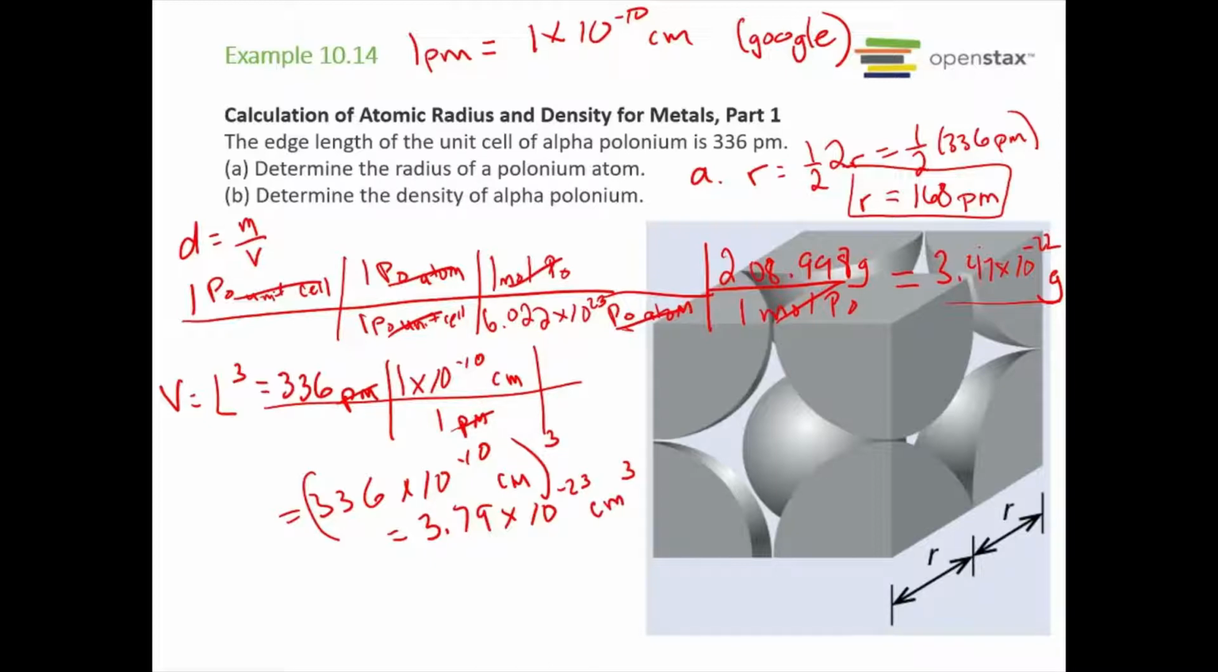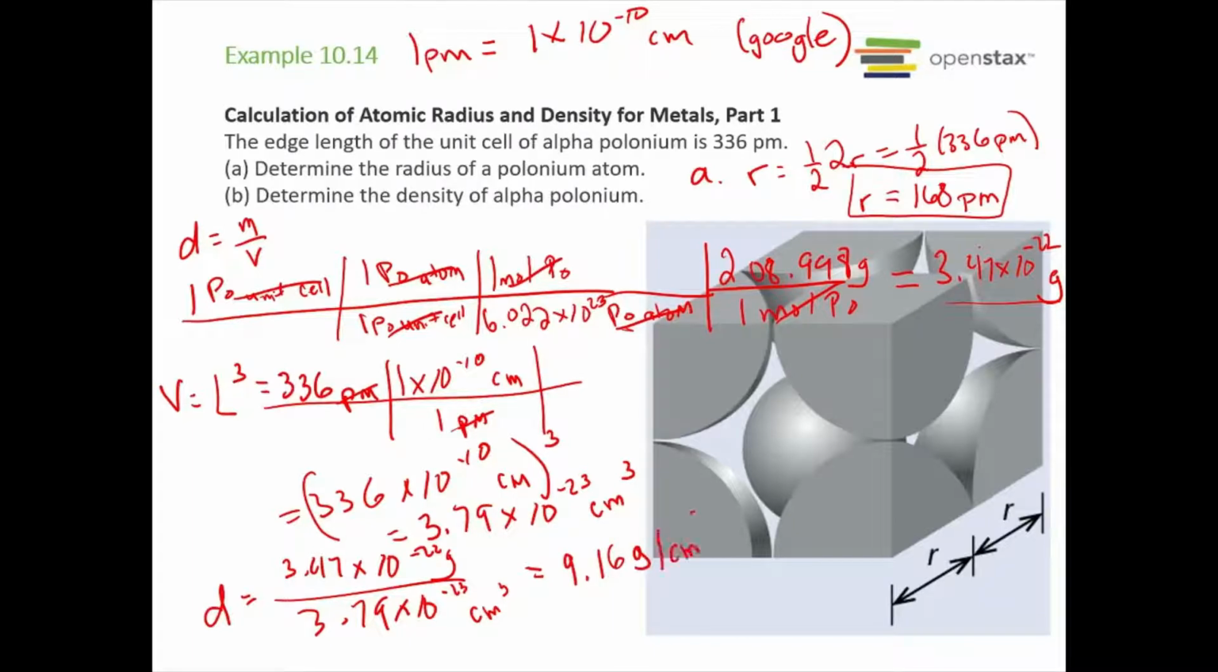And so now our density equals mass over volume. So 3.47 times 10 to the negative 22 grams per 3.79 times 10 to the negative 23rd cubic centimeters. And we finally get 9.16 grams per cubic centimeter, which sounds like a pretty reasonable density for a metal. It's kind of hard to believe all those small numbers give us a big density, but it makes sense.